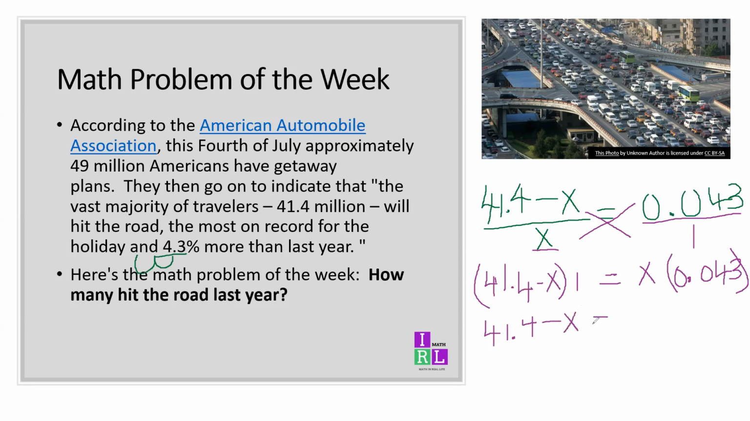equals, and now I can multiply the x times 0.043, and then I put an x after it, times x. All right, again, I'm solving for x, okay? I'm solving for x. So I want to go ahead and get all the x's to one side. So I'm going to go ahead and add x to both sides.